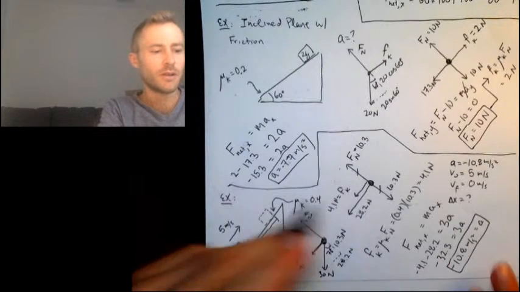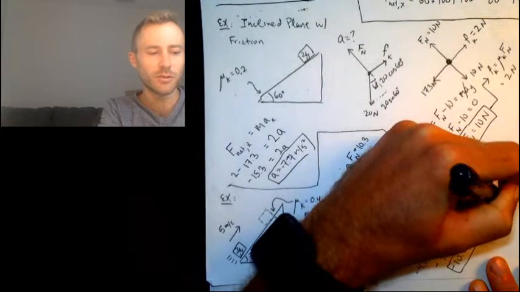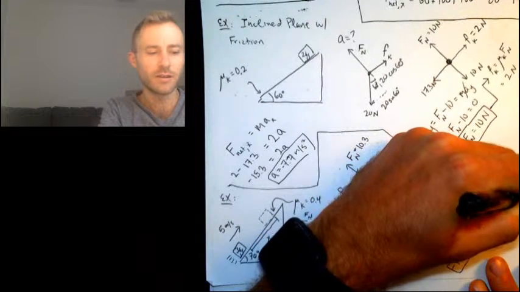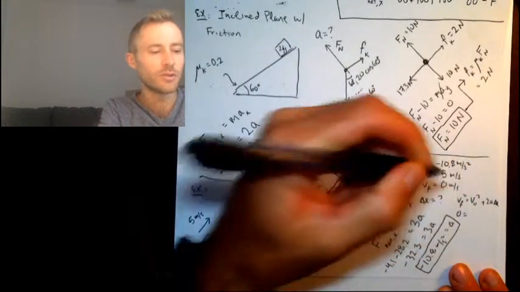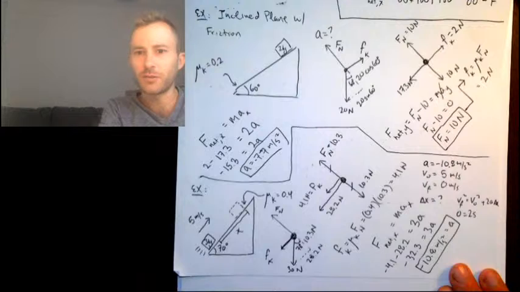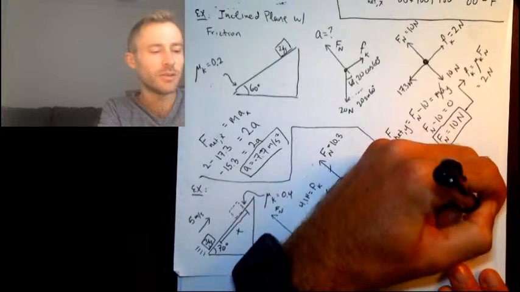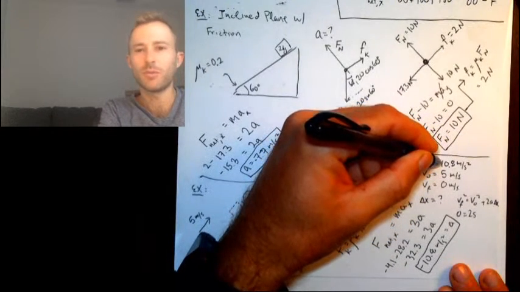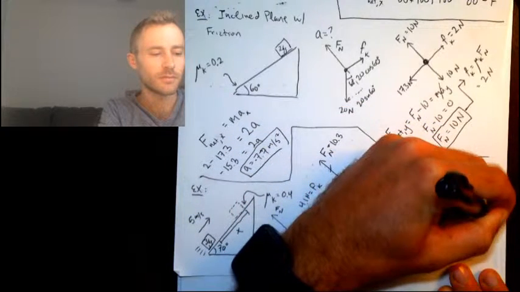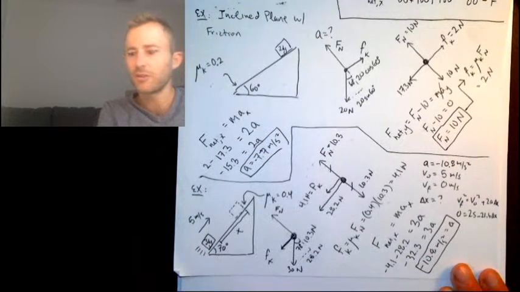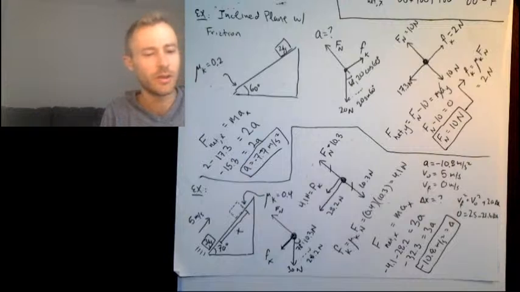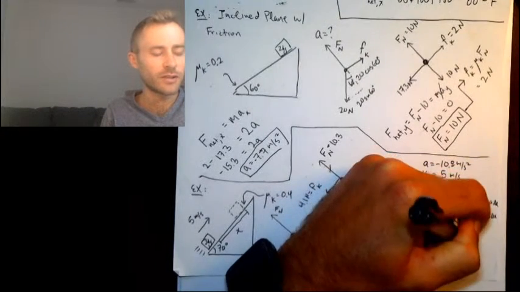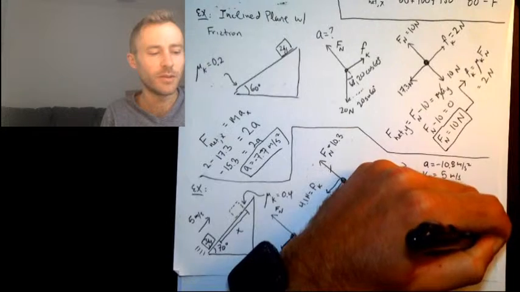Yeah, it's the third one. So we have v final squared equals v initial squared plus 2a delta x. So 0 equals 25, that would be 5 squared, plus 2a, which is going to be minus 21.6, times delta x. So I can solve for delta x, and we get that delta x is approximately 1.2 meters.